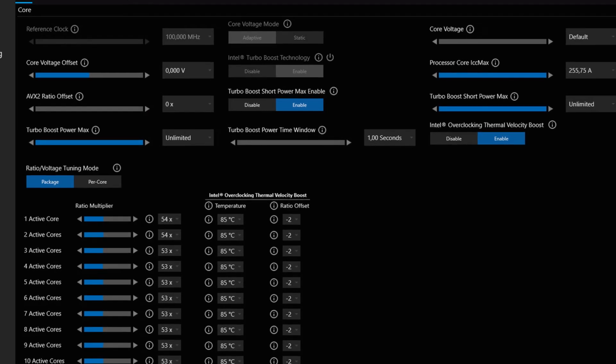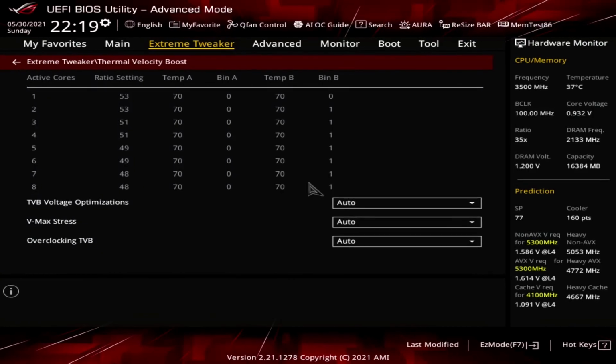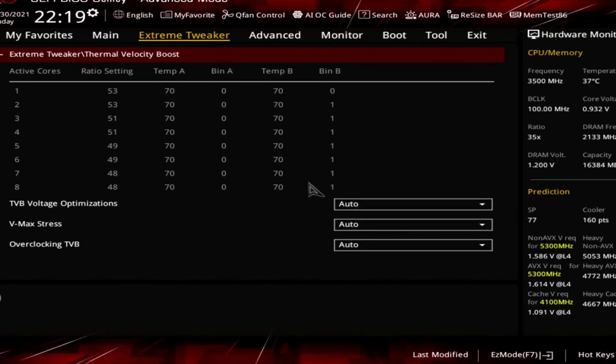With the introduction of Intel Cryo Cooling Technology in 2020, Intel also opened up the TVB configuration to motherboard vendors and end users. Obviously, with Cryo Cooling Technology, we have a lot more thermal headroom to play with to hopefully maximize our overclock and performance gains. You can use either XTU or, on motherboards that support it, configure Thermal Velocity Boost from the BIOS.